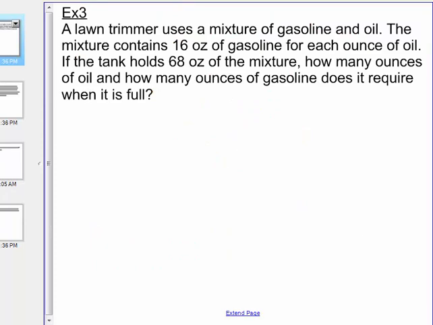In the next example, example 3, it says a lawn trimmer used a mixture of gasoline and oil. The mixture contains 16 ounces of gas for each ounce of oil. The tank holds 68 ounces of the mixture. So the two things I have, gas and oil. I don't know how much of either, but what does it say? The mixture contains 16 ounces of gas for each ounce of oil.